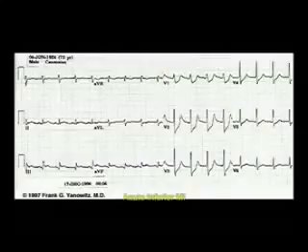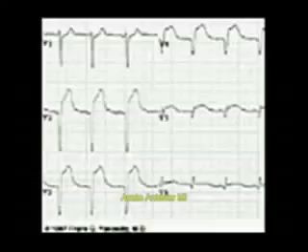And now you can see here a ST segment elevation in 2, 3 and AVF. This is characteristic of inferior myocardial infarction. 2, 3, AVF will have ST segment elevation and depression in V2, V3, V4, that is reciprocal changes.